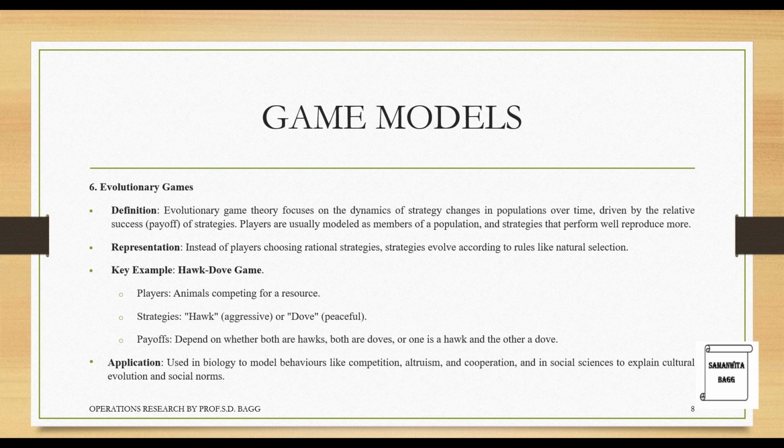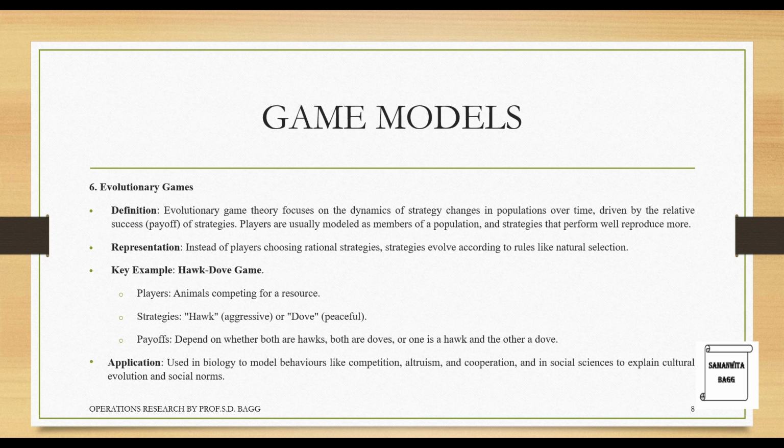So let's see an example, the hawk dove game. Players: animals competing for a resource. Strategies: hawk, aggressive, or dove, peaceful. Payoffs depend on whether both are hawks, both are doves, or one is a hawk and the other is a dove. Application: used in biology to model behaviors like competition, altruism, and cooperation. Altruism means when you are more giving towards the other person, and in social sciences to explain cultural evolution and social norms.